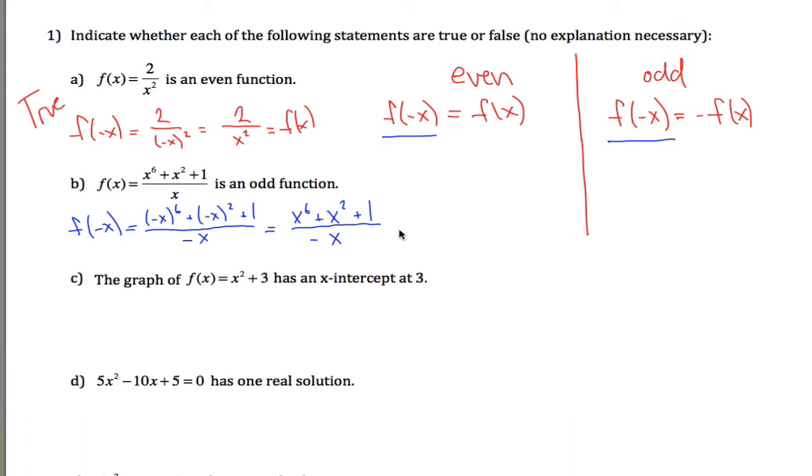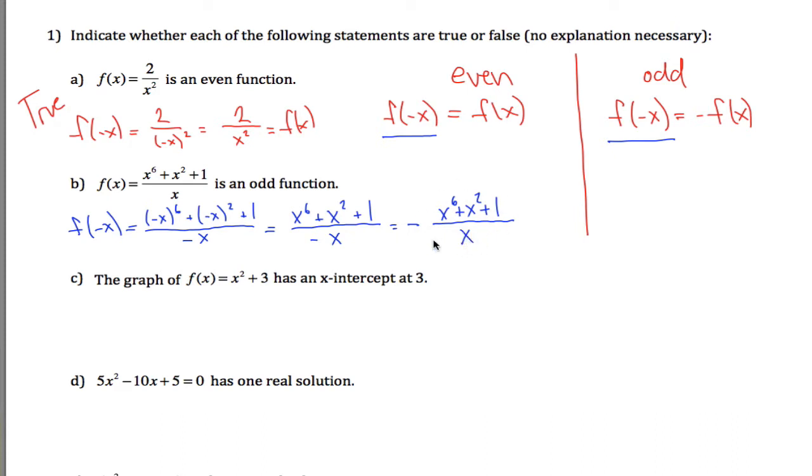This fraction right here, when you have a fraction like 1 divided by negative 3, that's the same as negative 1/3, right? A positive number divided by a negative number is a negative number. It's the same thing here when we're dealing with fractions. I have this thing up top divided by negative x. I could write that as the negative of the thing up top, which is x to the 6th plus x squared plus 1 over x. Dividing by negative x is the same as the negative of dividing by x.